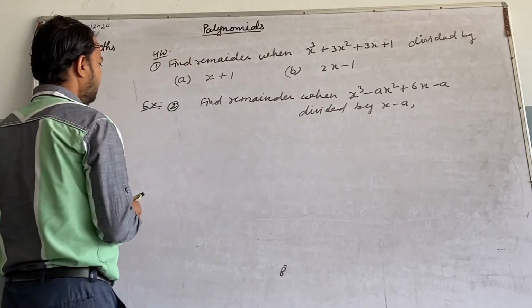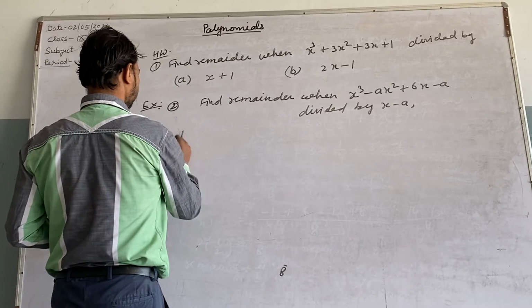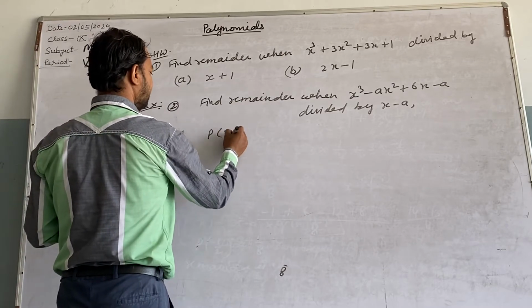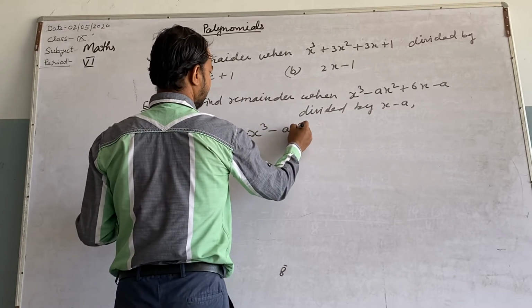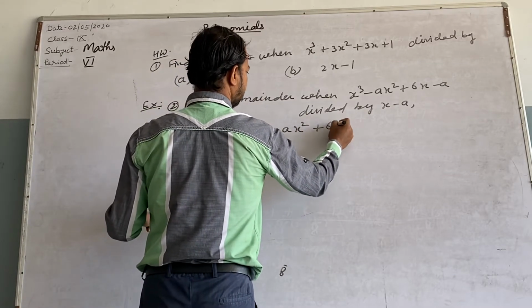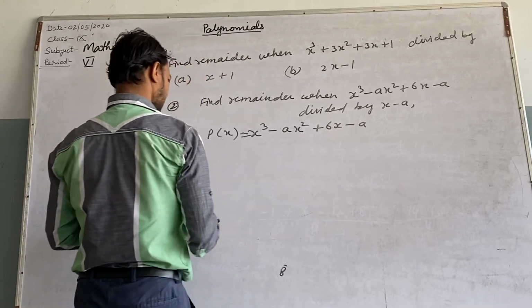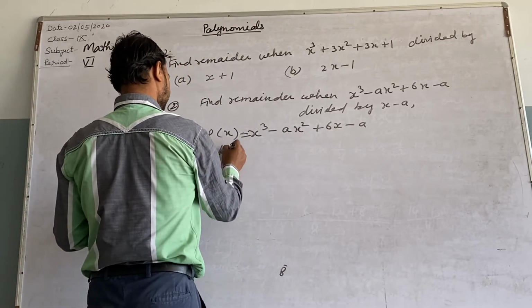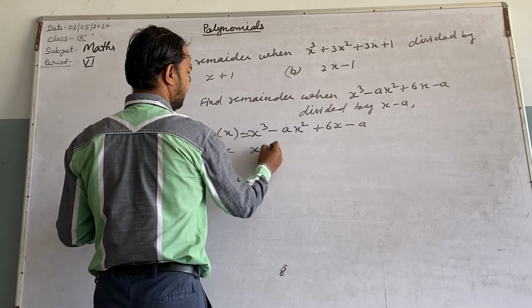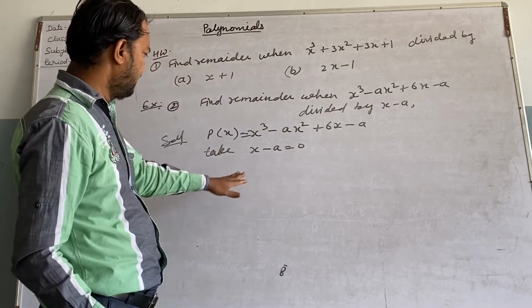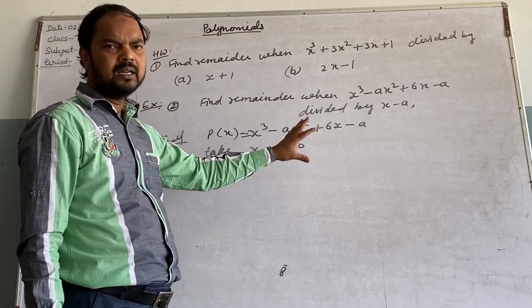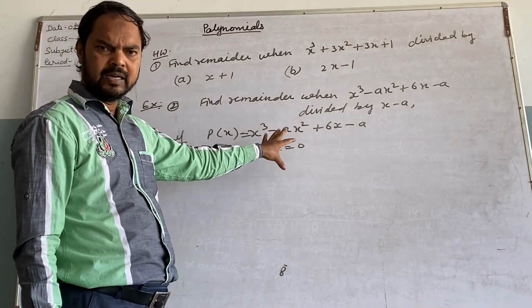So to find the remainder, first of all, p of x equals x cube minus ax square plus 6x minus a. Now take x minus a equal to 0 as we did in the previous question. हमने क्या किया, जिससे डिवाइड करना है उसको 0 के इक्वल फाइंड किया, राइट?